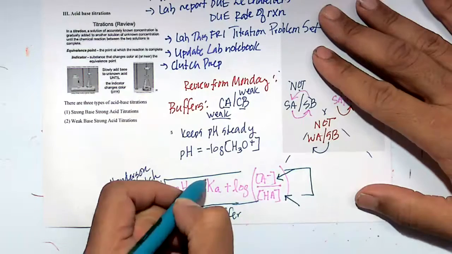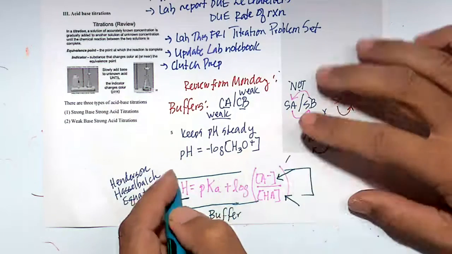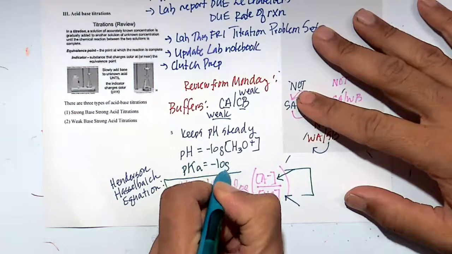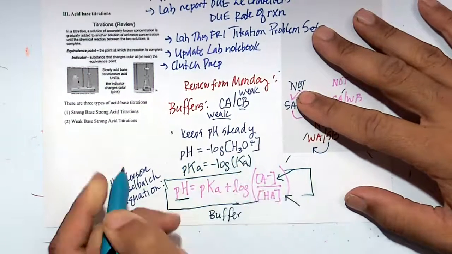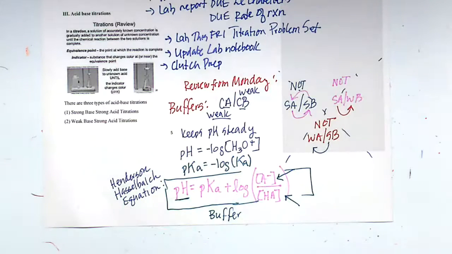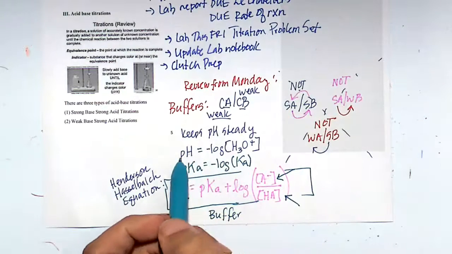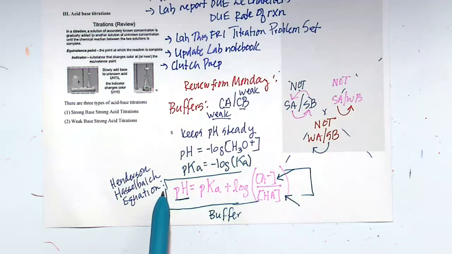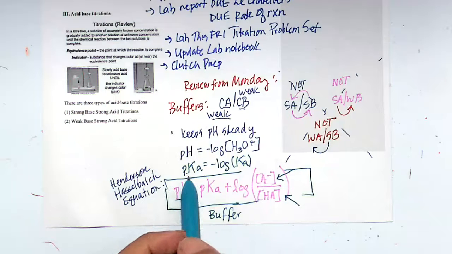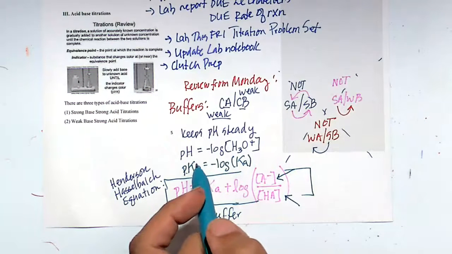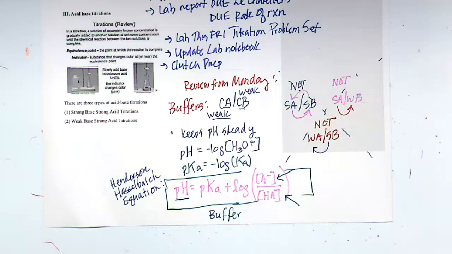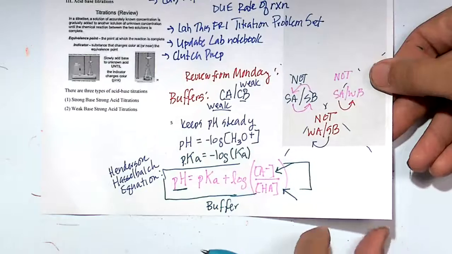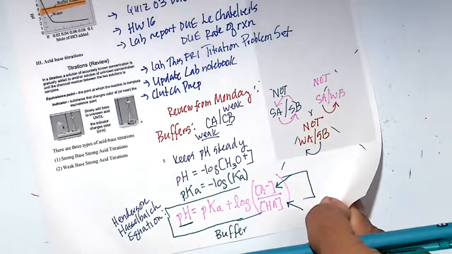And don't forget what pKa is. If pH is minus the log of H3O plus, pKa is minus the log of Ka. This little p stands for power. There's no units, it's just power. The power of H plus, the power of OH minus, the power of your Ka, the power of your Kb. That little p just means minus the log of whatever. So this is our quick review of Monday's class.